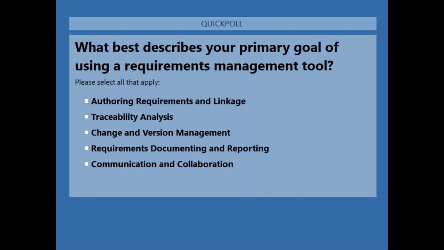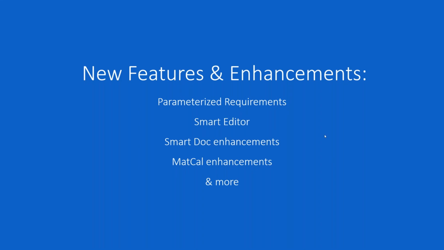Okay, we have a pretty good divide here, and a lot of you have chosen more than one answer. Number one here is requirements documenting and reporting, authoring requirements and linkage, as well as traceability analysis. Okay, that's great. Well, thanks everyone for participating and submitting your answer. And now I'm going to pass it over to Mal to do the demonstration and cover the new features and enhancements that we have included in this new release. So over to you, Mal.